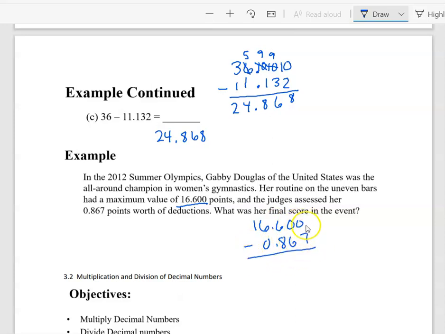Okay, so we know we can't do 0 minus 7, so we're going to have to come all the way over here to the 6 and make that a 5, make this a 10, that's going to make it a 9, and then we can have this whole thing be a 10. So 10 take away 7, 3. 9 minus 6 is 3. 5 minus 8, we can't do that, but we can borrow from the 6 and make it a 5. 15 take away 8 is 7. Bring down our decimal. And so 15 minus 0 is 15. So her score with the deductions would be 15 and 733 thousandths.